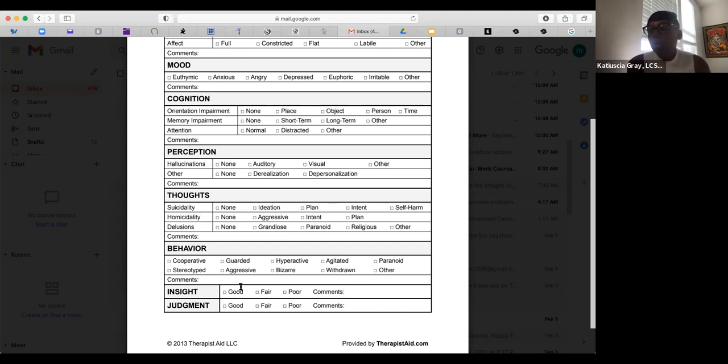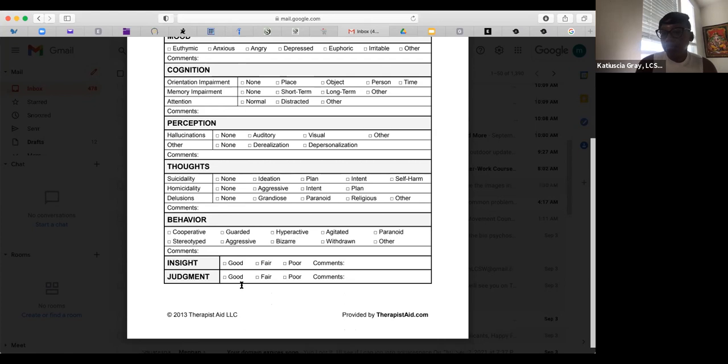Is it fair? Do they think, yeah, but I'm just coming here because my mom forced me to come. I'm just coming here because my partner said that I just get off the hook and turned up sometimes. But that's not really good insight. But it's important to continue to assess. And we want to know a little bit about their judgment.